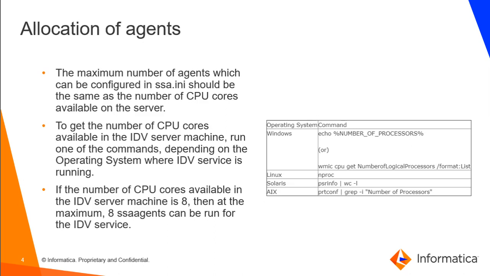The number of agents can be specified according to the number of CPU cores available on the server. However many CPU cores are available on the corresponding DataVault server should be the maximum number of agents which we can specify. So this is the base calculation, and according to the issue, it can be modified. In case the number of CPU cores available on the DataVault server machine is 8, then a maximum of 8 agents can be specified.